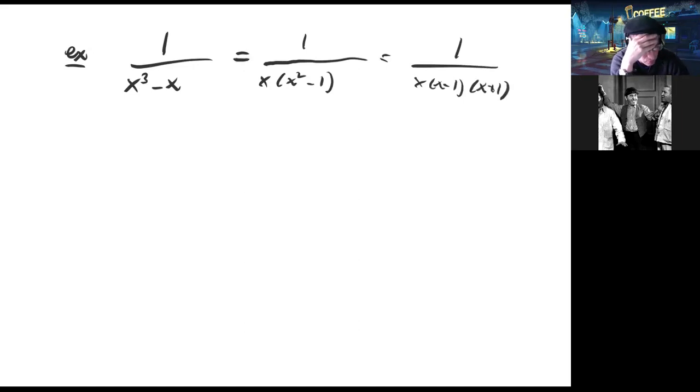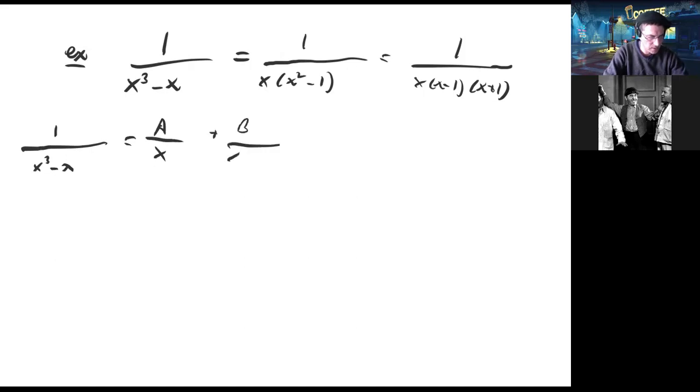So these are a product of 3 distinct linear factors: a linear factor of x, a linear factor of x minus 1, and a linear factor of x plus 1. So the idea is that we would expect that 1 over x cubed minus x should be A over x plus B over x minus 1 plus C over x plus 1, 3 different constants that we have to determine. So now the next step is to multiply by the big denominator on the left.